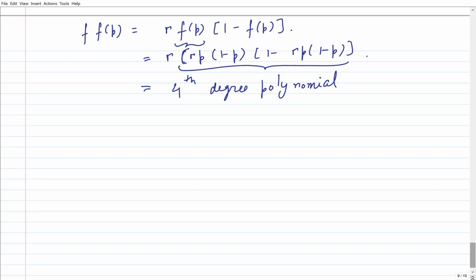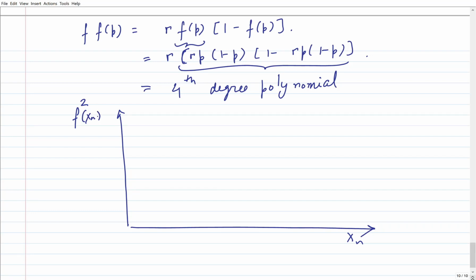So let us look at that. How would the map applied twice look like? So this is the map for f square, and I have the iterates, my usual iterates. So this is this guy, and I have my diagonal line.